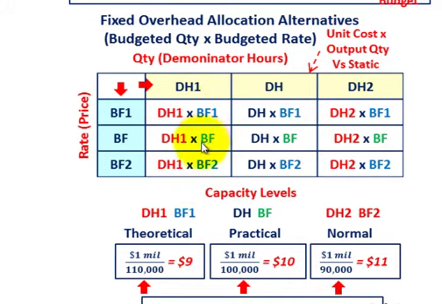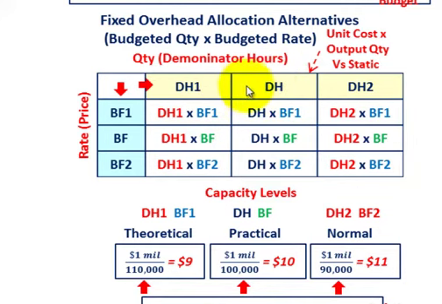BF1 here was $9, BF2 here $10, BF2 here $11. So whatever denominator hours we would have here, in this case our theoretical amount, we could take them on a per unit basis. We could be taking it here and looking at our different costs that we're going to be looking at. So that's just the point we're making here.